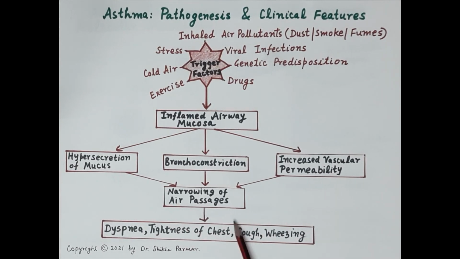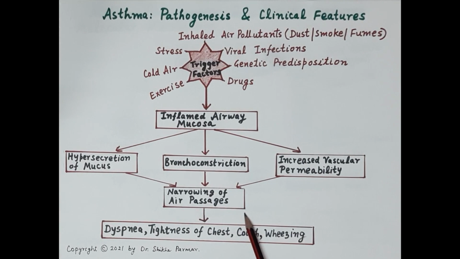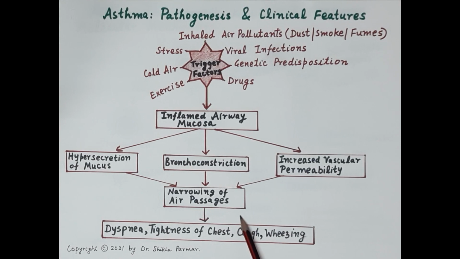All these factors are responsible for the narrowing of the air passages, that is narrowing of the lumen, as discussed while discussing the diagrams. Now, this narrowing of the lumen is responsible for the difficulty in breathing. And therefore, the clinical features of asthma are dyspnea, that is shortness of breath, difficulty in breathing, because there is reduction in the size of the lumen.